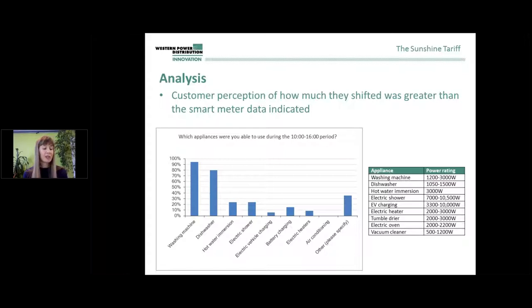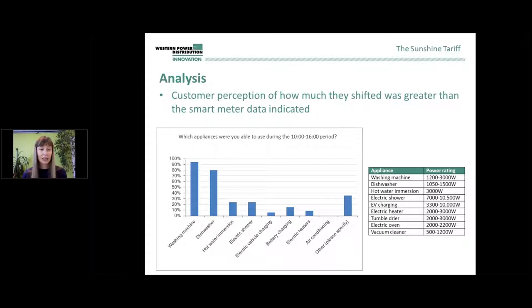And when we asked customers about their experience of the Sunshine Tariff, their perception of how much they shifted was much greater than the smart meter data indicated. This is partly due to the fact that we didn't have the data, so we weren't able to regularly feed back to the customers how much they were shifting. But I think it's also to do with the types of appliances that customers were tending to shift.